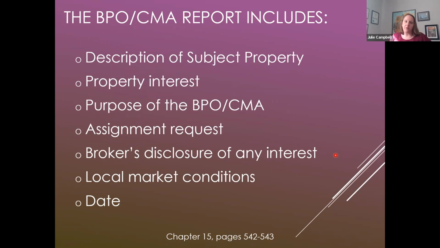So there's our subject property. What's the interest in the property? Why are we doing this? Are we doing this for a seller? Are we doing this for a buyer? Are we doing this for a third party? What's the interest? What's the purpose? That would be who we're doing it for: buyer, seller, third party. Who was the assignment requested by? Why were we hired to do this job? Do we have any interest in the property?